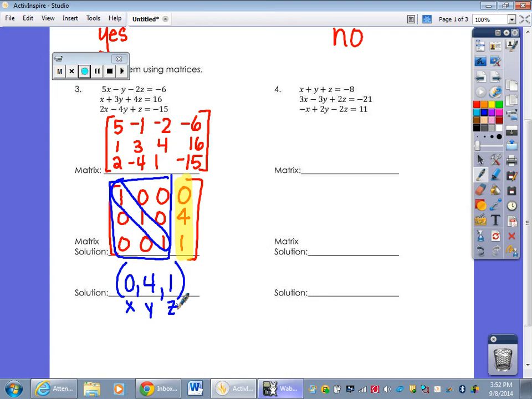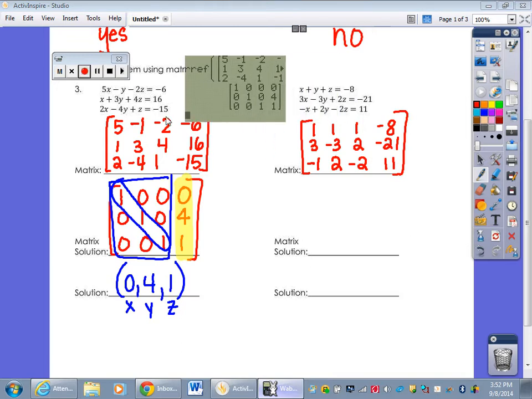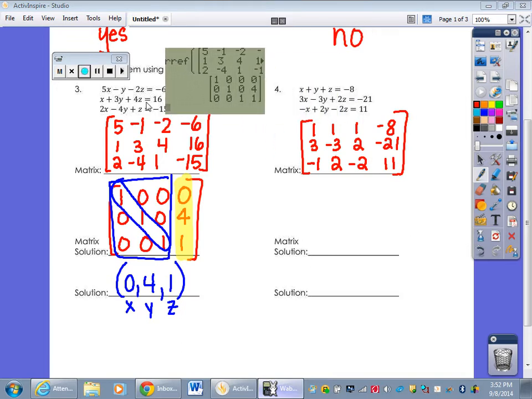All right, for the next one, we make our matrix. It's going to be 1, 1, 1, negative 8, 3, 3, 2, negative 21. Negative 1, 2, negative 2, 11. Okay, and type that into the calculator. I'm going to go ahead and cheat a little. I'm going to go back up there and hit enter, and that's going to build my matrix again so that this time I can just input the numbers again and not have to go through all the steps.